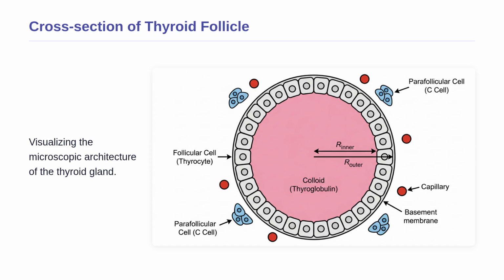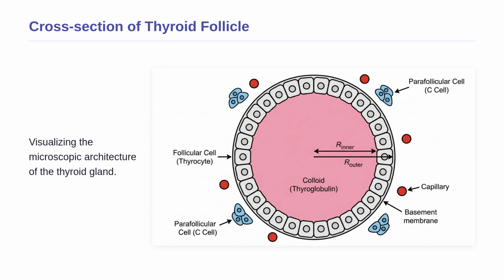Let us bring all these concepts and calculations together visually. What you are looking at is a cross-section of a single thyroid follicle. Notice the large pink central area? That is the colloid, packed with thyroglobulin. The arrow labeled R inner shows the radius of just this storage pool. Surrounding the colloid is the ring of purple follicular cells.